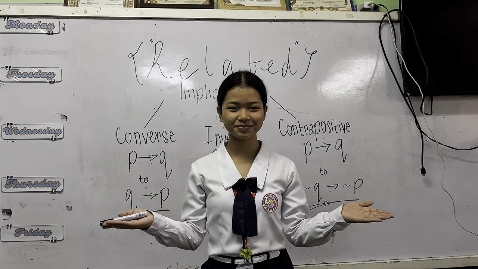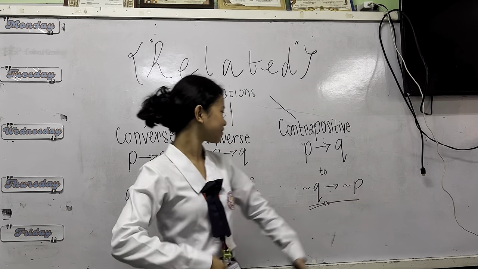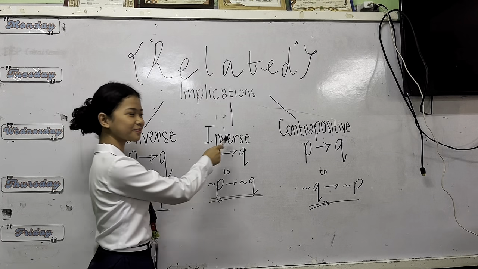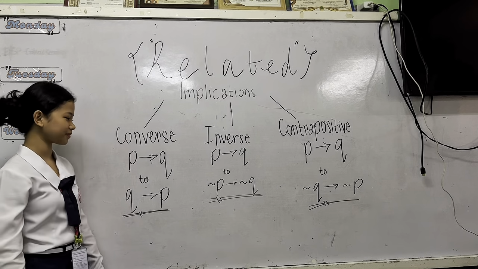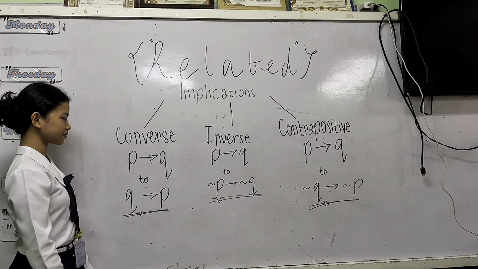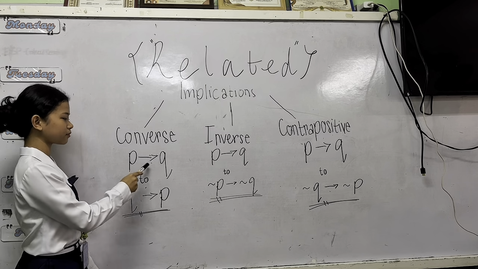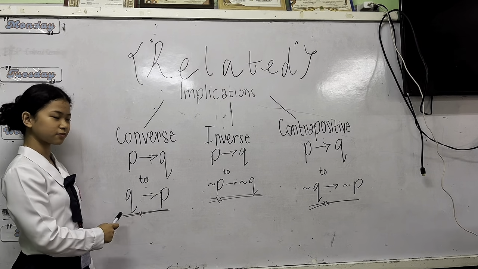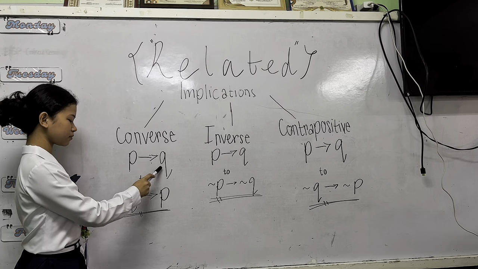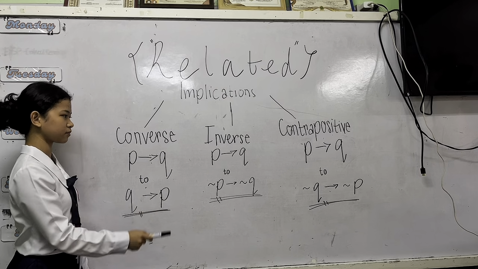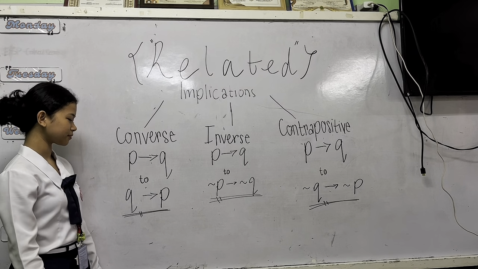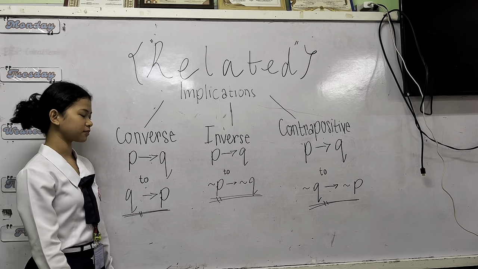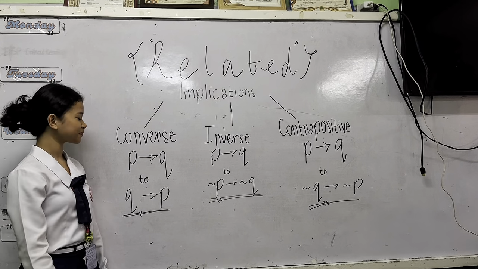What are the different forms of a conditional proposition? These are the following: the converse, the inverse, and the contrapositive. The converse of a conditional, P implies Q, is done by switching the positions of the propositions. So from P implies Q, the converse is Q implies P. That means the antecedent P in the conditional becomes the consequent in its converse. Similarly, the consequent in the conditional becomes the antecedent in its converse.